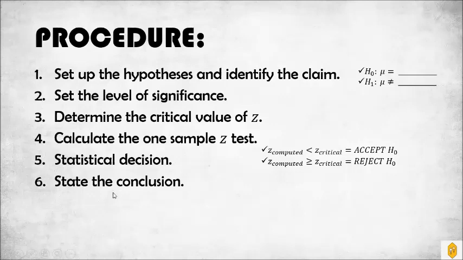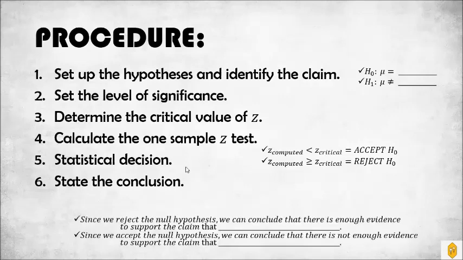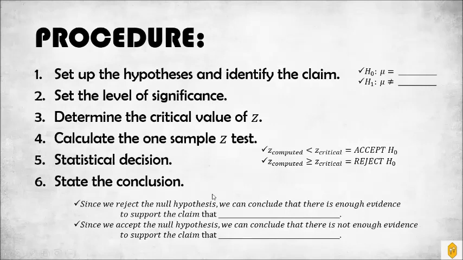And then number 6, so magde-decide na tayo ng conclusion and magbe-base tayo dun sa sagot sa number 5. Kung ano ang naging decision natin, dun tayo magpo-formulate ng conclusion. So ito yung pwedeng pattern. Pwede rin kayong gumawa ng inyo, depende kung ano yung nakastate sa problem. Kapag na-reject ang null hypothesis, ibig sabihin, there is enough evidence to support a claim. And if we accept the null hypothesis, there is not enough evidence to support the claim. Ito lang yung common na lumalabas sa problem. Okay? So please be reminded of the following steps.